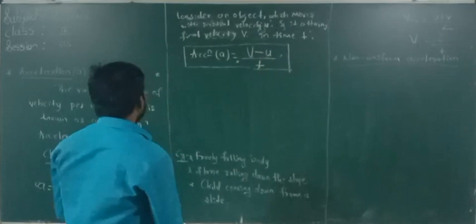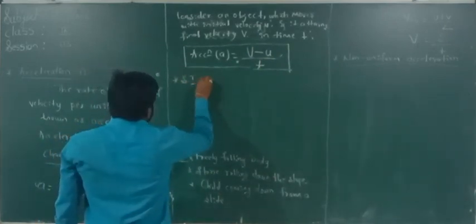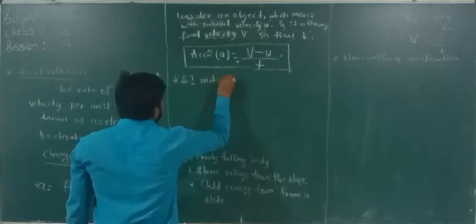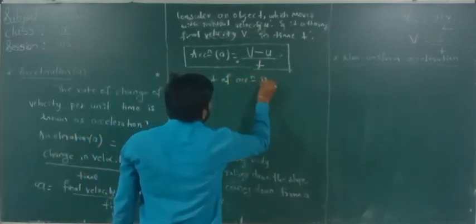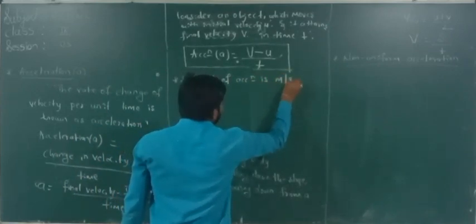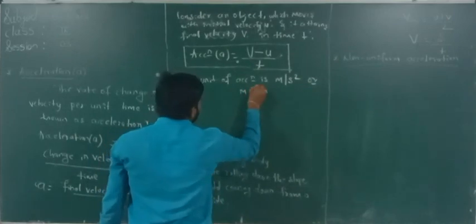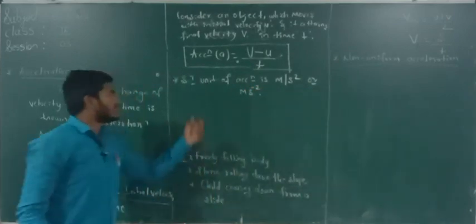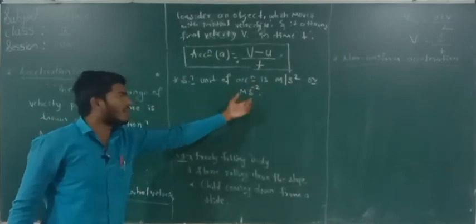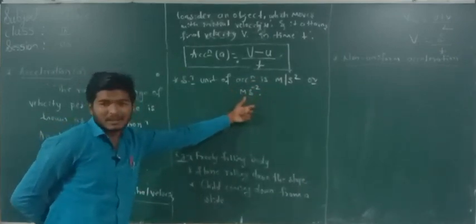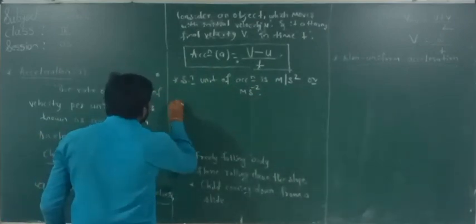And the SI unit of acceleration is meter per second square. Also we write it as meter per second square. SI unit of the acceleration is meter per second square, we can write it also in this type, meter per second square. You have to remember here, acceleration should be taken as positive.